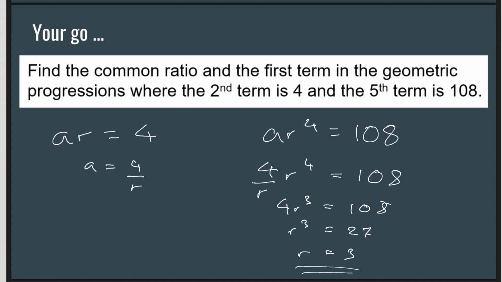Sub in 3 here, and you get 3A, or A times 3 equals 4, so A is 4 over 3. So there are your two answers.